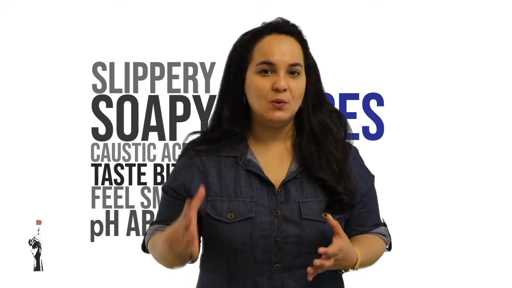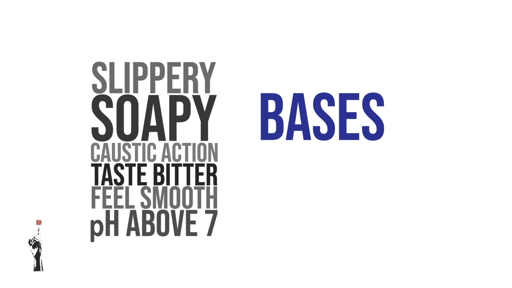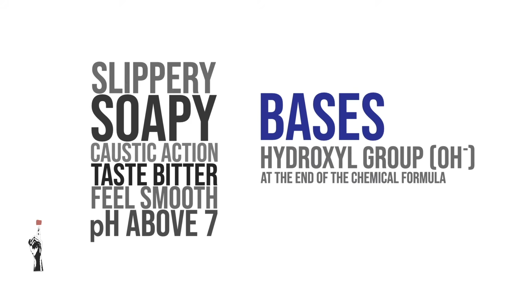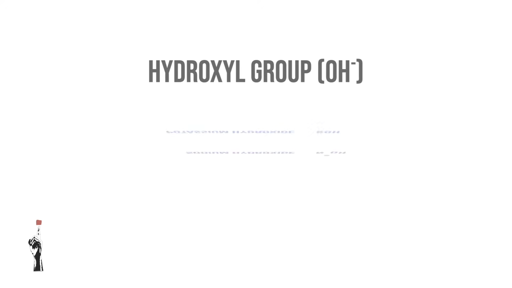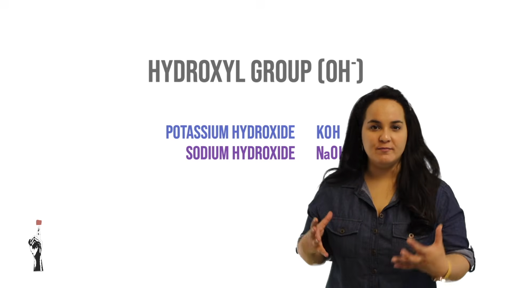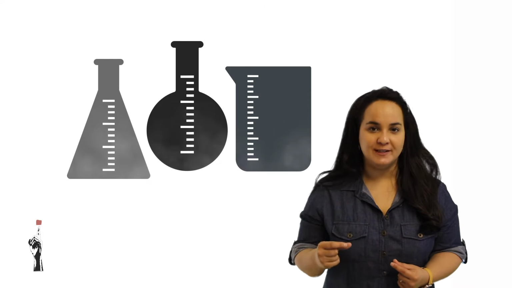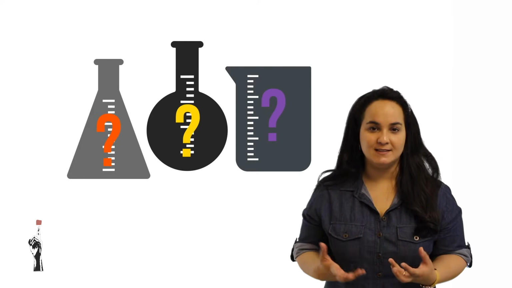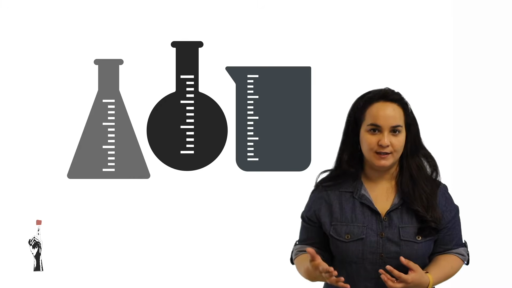Much like acids, we can also determine whether a substance is a base when looking at the chemical formula. Bases tend to have a hydroxyl group at the end of the chemical formula. Examples of this are potassium hydroxide or sodium hydroxide. Although we've mentioned how both acids and bases taste and feel, I should warn you that you should not ingest or touch any substances that you are not sure of, as they can have damaging effects on your body.